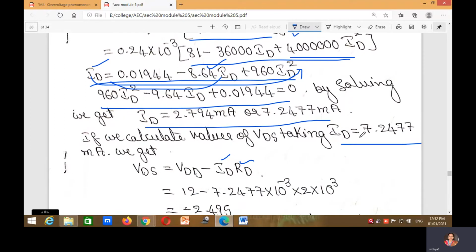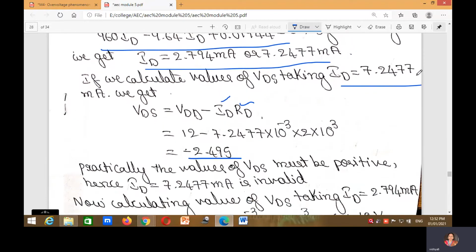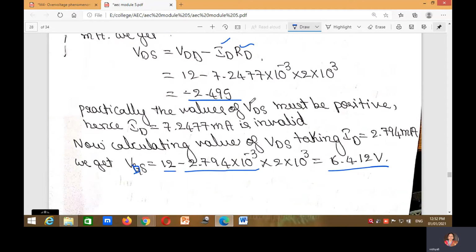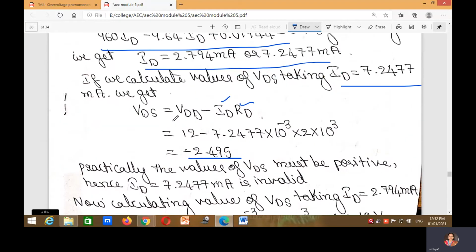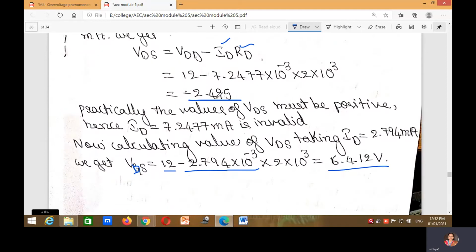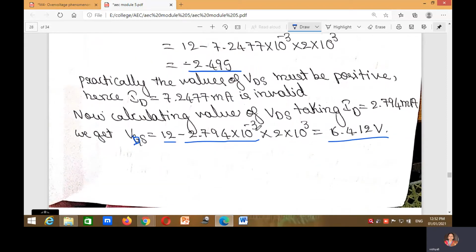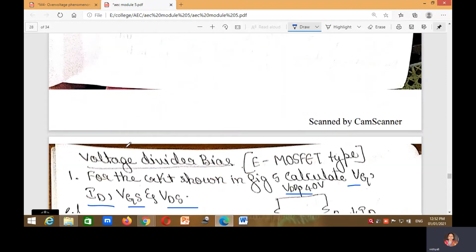First, you need to substitute ID is equal to 7.2477. When you substitute that, you will get a negative value. It is invalid. And when you substitute ID is equal to 2.794, you will get a positive VDS value. VDD value is 12 voltage, and ID RD. If you substitute the values, you'll get 6.412 voltage, that is the VDS value.